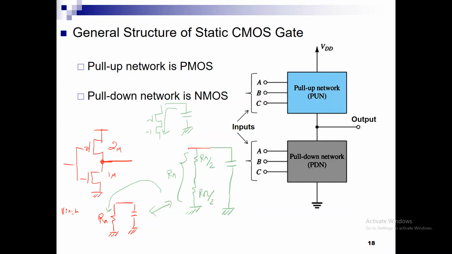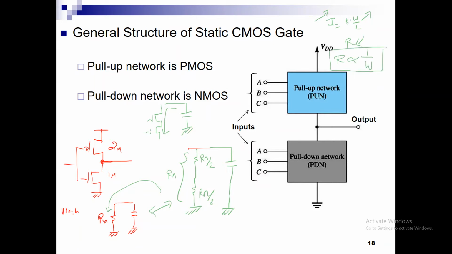And I know that I is K prime W by L, so it's proportional to W. As W increases, the current increases, and therefore the resistance is going to decrease, right? So this means that R is proportional to 1 over W, or W is proportional to 1 over R.